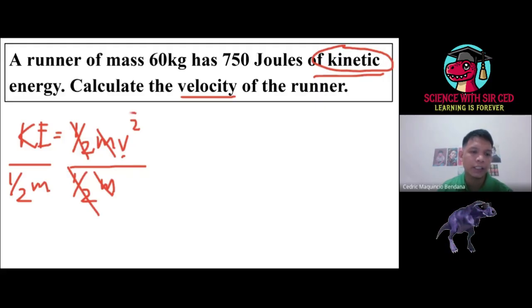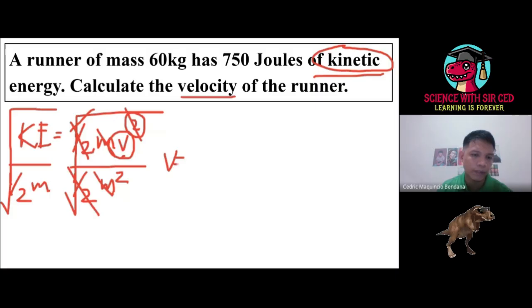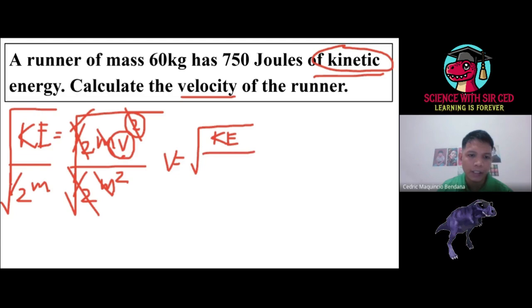Now, this is the last problem. You cannot directly cancel out the square. But we can cancel that using square root. Of course, when we put square root here, we put square root here also. So the square root cancels the square. Everything is cancelled out except velocity. So we have velocity is equivalent to square root of KE divided by 1/2 mass.